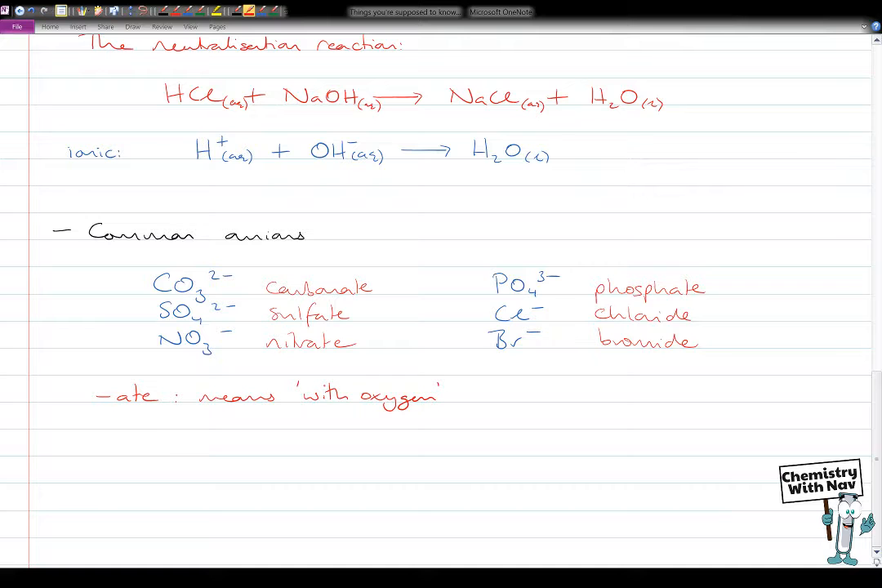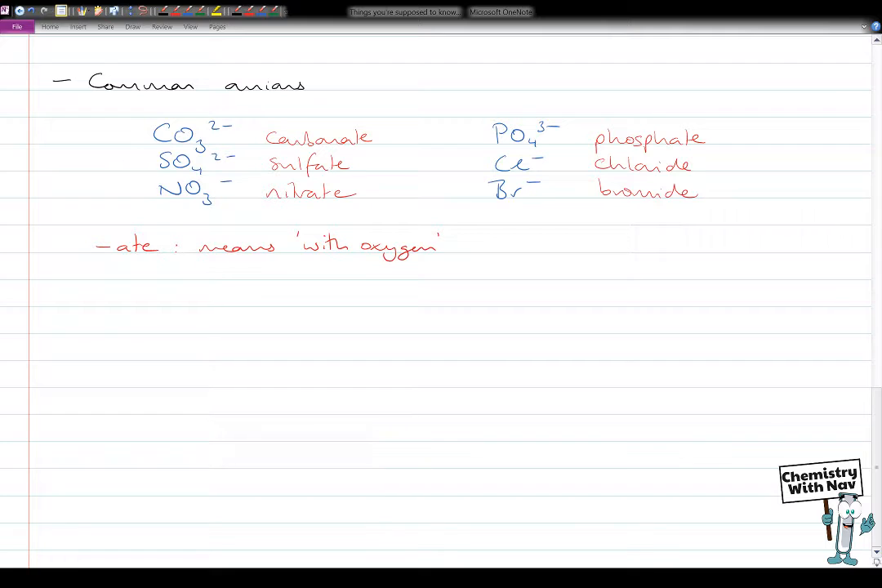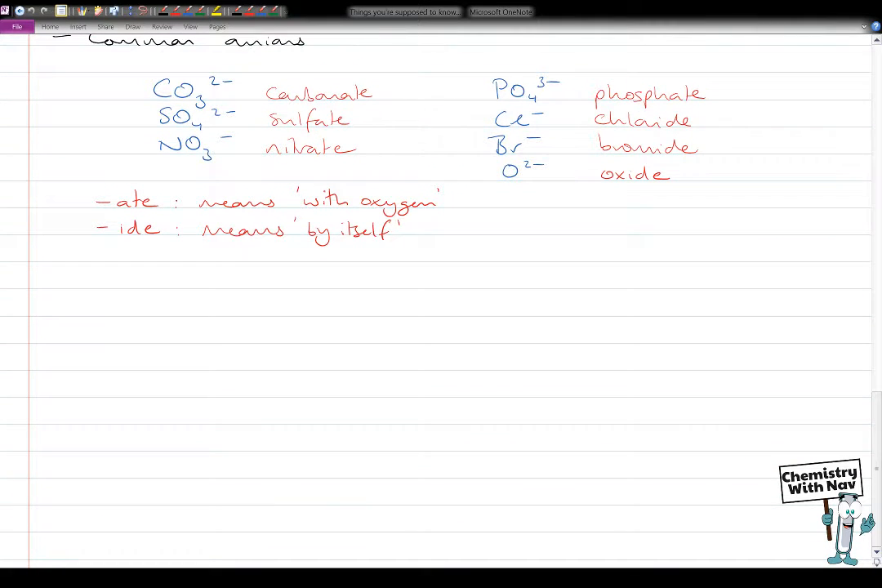So the carbonate ion is both carbon and oxygen because it ends in -ate. Sulfate, sulfur and oxygen because it ends in -ate. But if you have -ide, it means by itself. So the chloride, the bromide, and another good one, O2-, which is oxide, are all that element by itself. So chloride, chlorine only, bromide, bromine only, oxide, oxygen only. So make sure you are familiar with those.